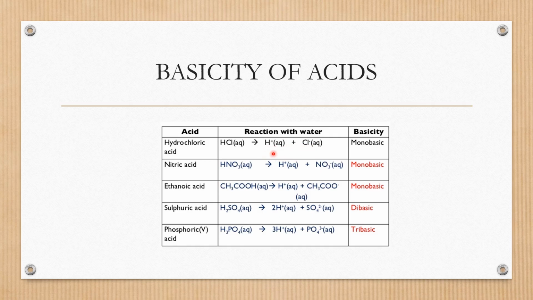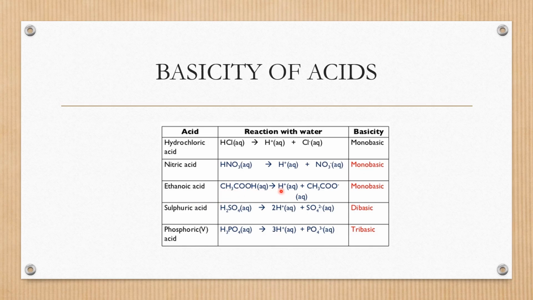In this, one H plus ion is there. We have to add one OH minus ion to neutralize it. So one base is needed, so it is monobasic. And then nitric acid dissociates into H plus and NO3 minus. Only one H plus is present, so we have to add only one OH minus ion to neutralize it. So it is monobasic.